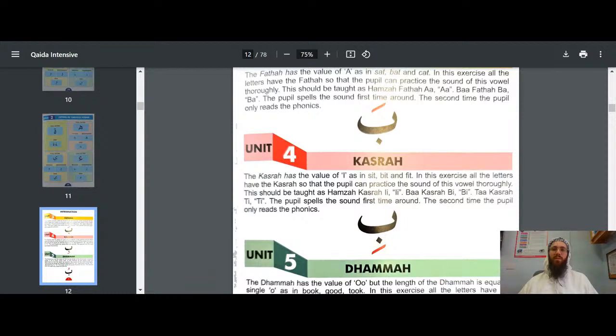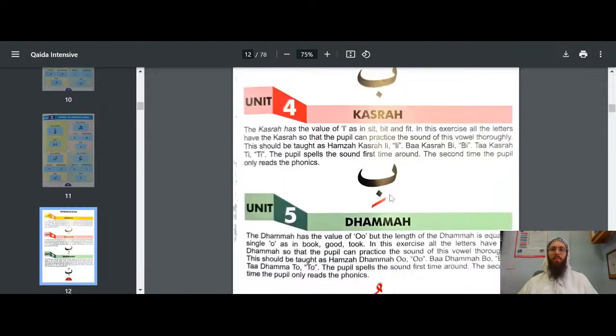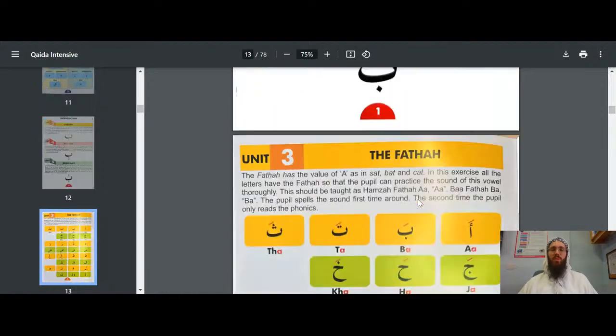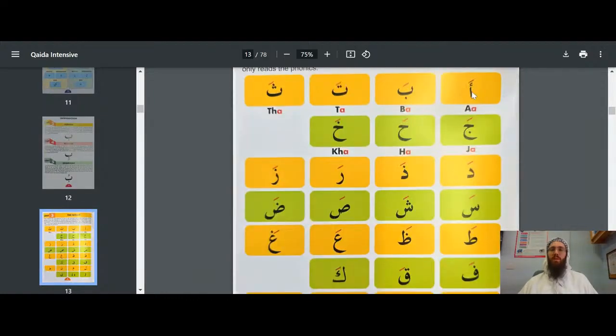You can read most words. Many words you will pick up and you'll be able to get quite far with just that. You learned the 28 letters and you learned the 3 vowel sounds. It's really that easy to learn, mashallah. Ba, bi, bu. So let's look at some of these. Here are our letters, all of them with a fatha.